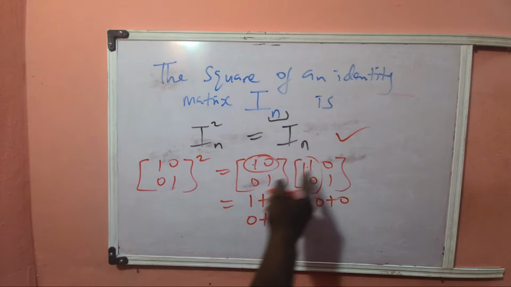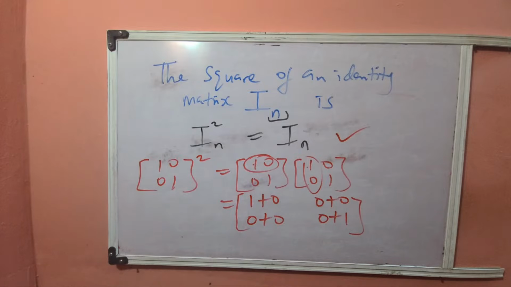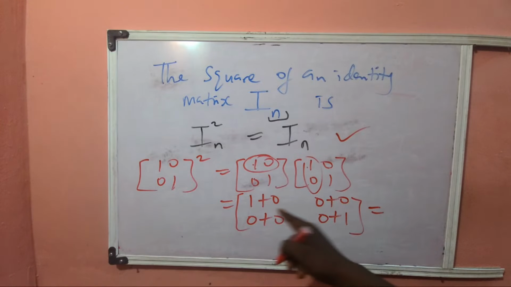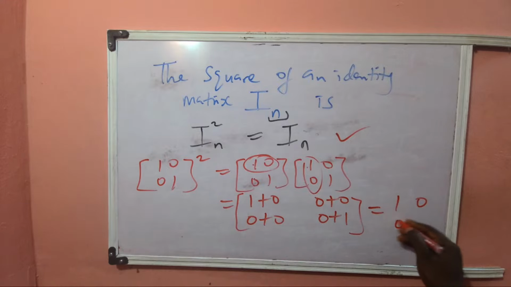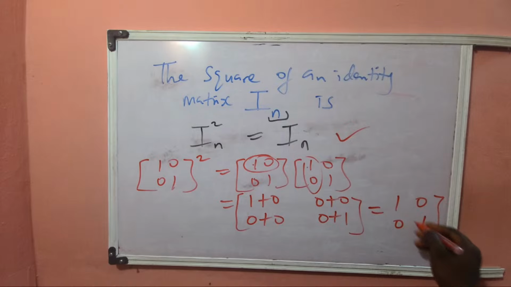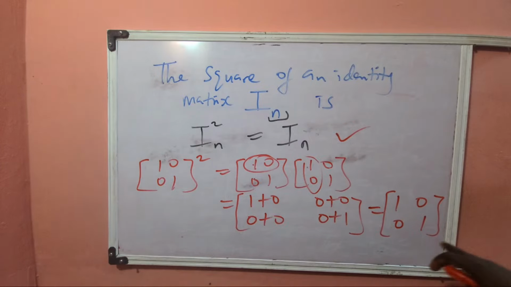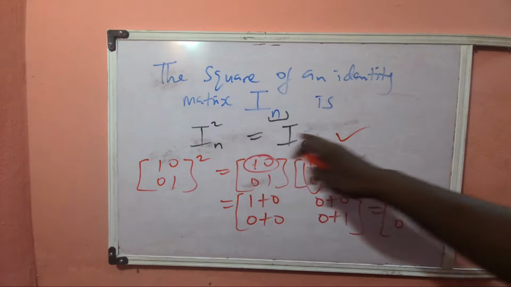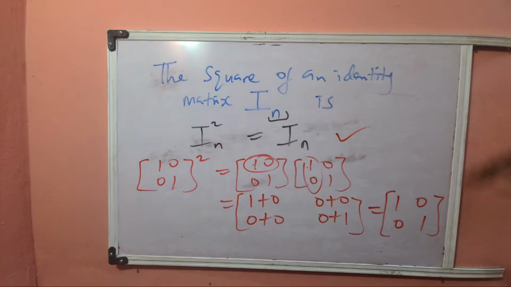For the next one, we have 0 times 0, 0, plus 1 times 1, 1. You go on to solve this, you will get a value of, this will be 1 plus 1, this will be 1, 0 plus 0, this is 0, 0 plus 0, this is 0, 0 plus 1, this 1. You can see that trying to square an identity matrix of order 2 still gave us the identity matrix back. So obviously, this theorem is actually proving that the square of an identity matrix of any order will always give us the identity matrix. All right, let's go to the next question.